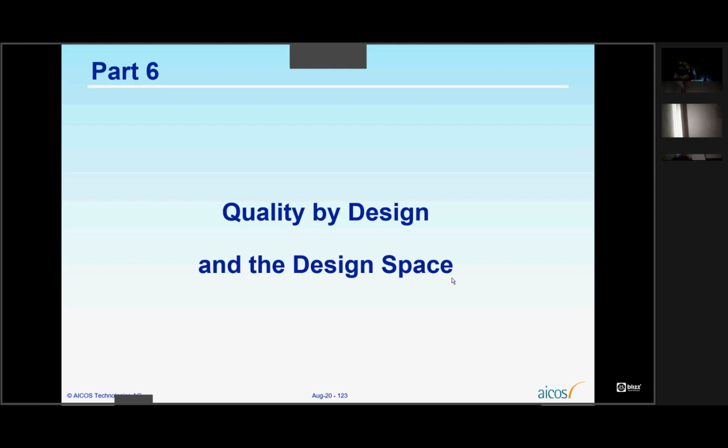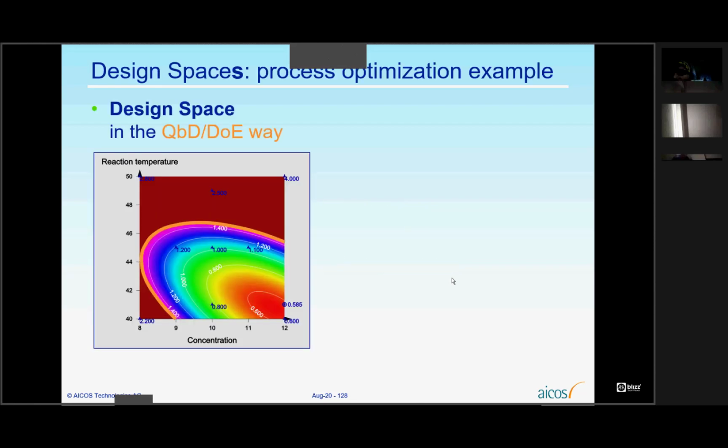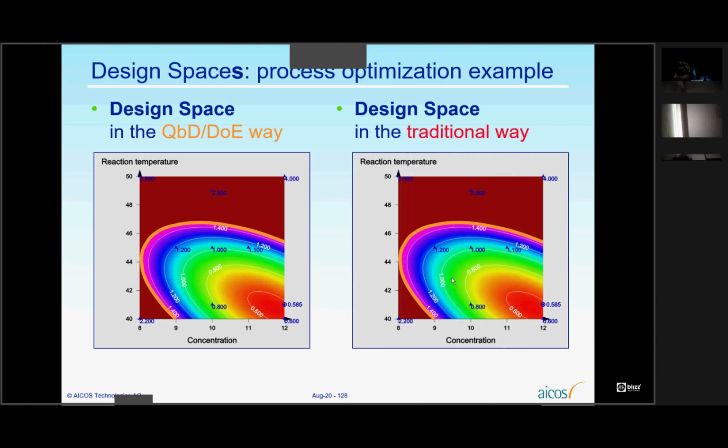mark in dark red the out-of-spec zone in the contour plots. And this is typically the kind of example you get. So the dark red is out of spec for this quality deviation example we had in the slides. And so the rainbow zone is actually the design space according to the QbD guideline.